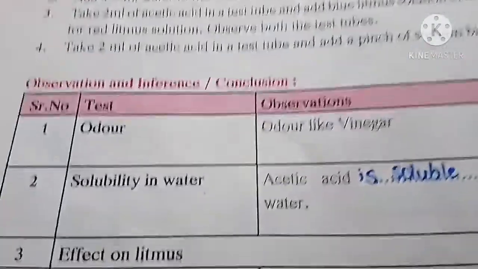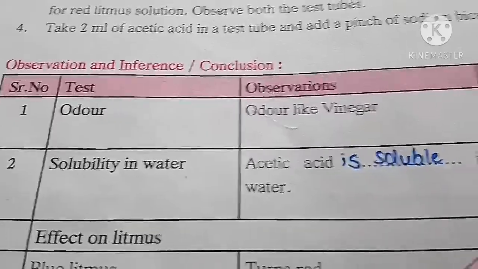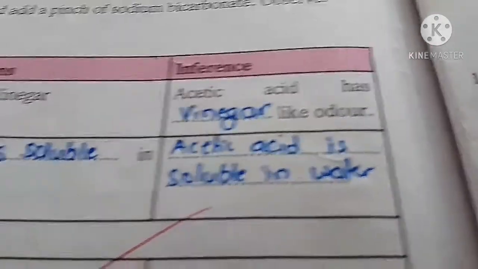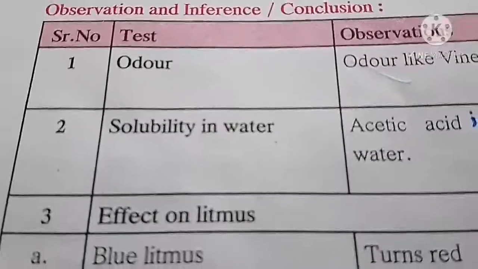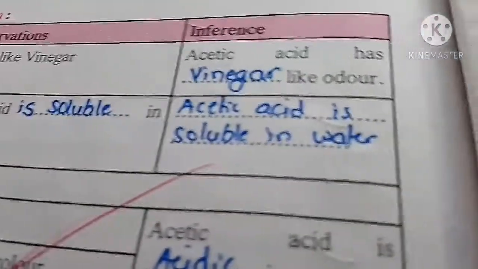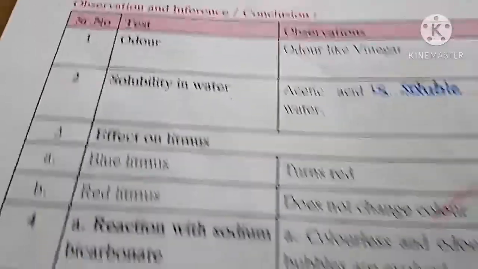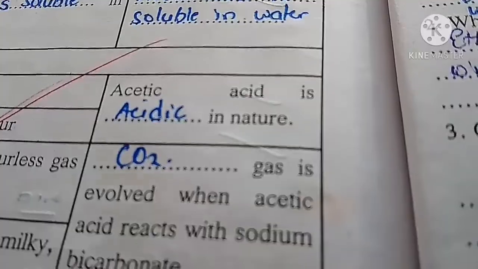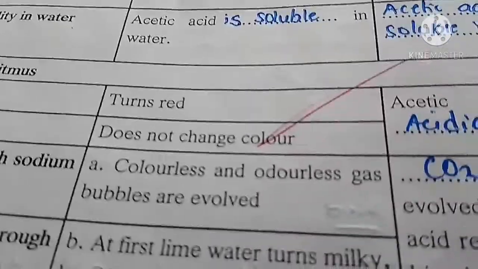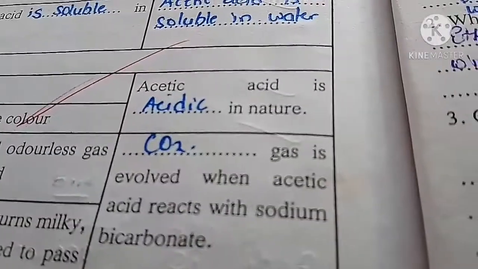See, this is the observation table. Odor like vinegar. Inference: acetic acid has a vinegar-like odor. Then second point, solubility in water. Acetic acid is soluble in water. Inference: acetic acid is soluble in water. Effect on litmus. Blue litmus turns red. Inference: acetic acid is acidic in nature. Red litmus does not change color, so the inference is the same.